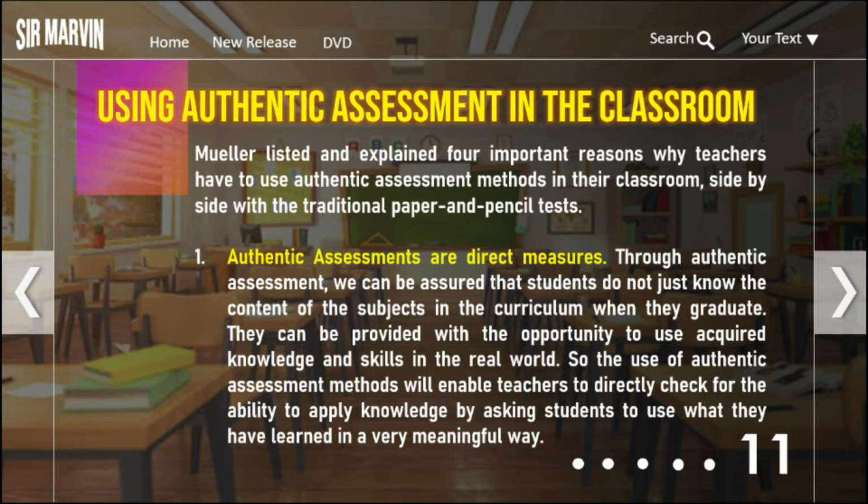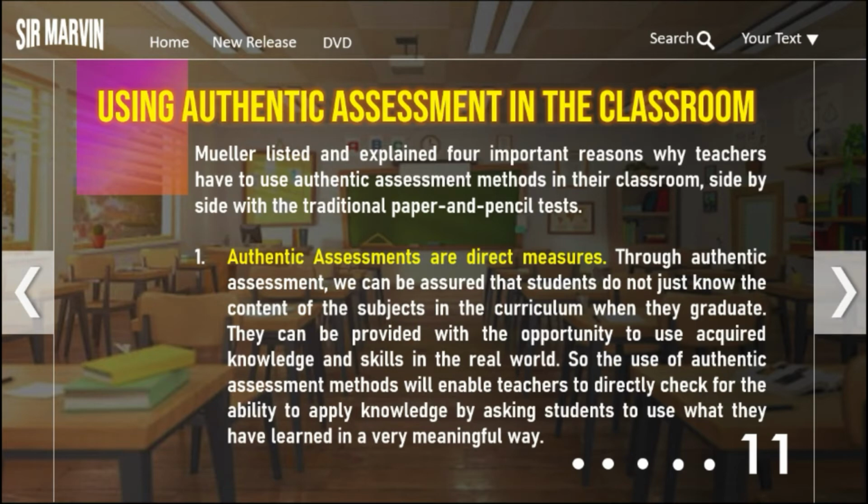So number 1, authentic assessments are direct measures. Through authentic assessment, we can be assured that students do not just know the content of the subjects in the curriculum when they graduate. They can be provided with the opportunity to use acquired knowledge and skills in the real world. So the use of authentic assessment methods will enable teachers to directly check for the ability to apply knowledge by asking students to use what they have learned in a very meaningful way.